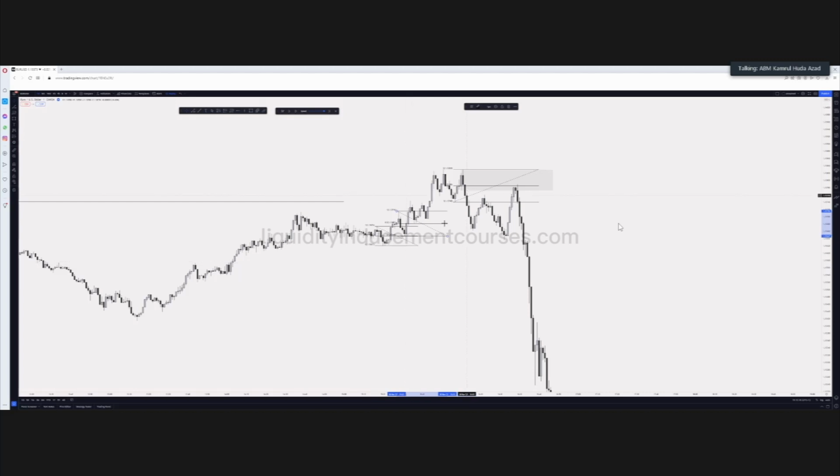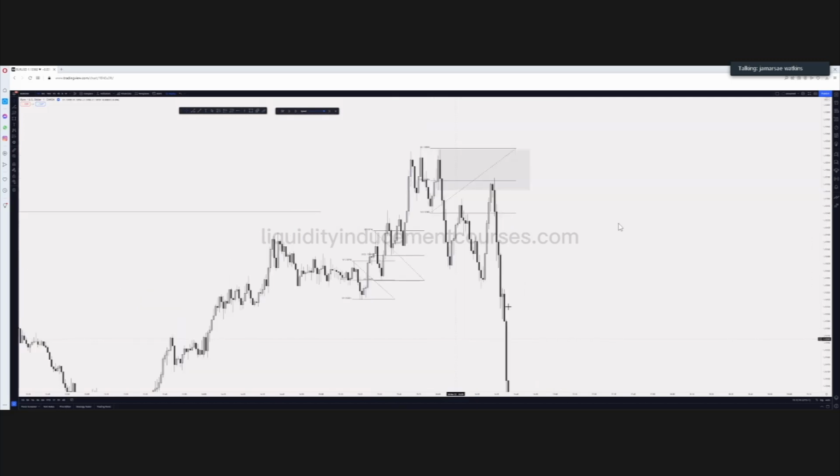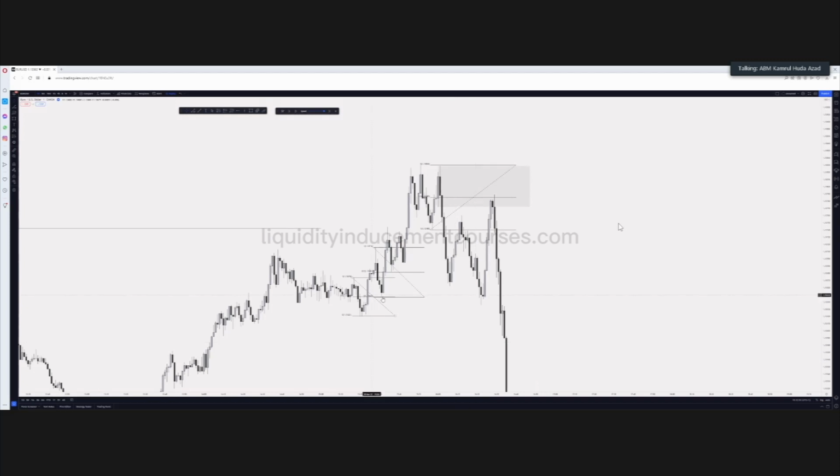Now, if you look at this closely, did the price tap equilibrium? No, right? Let me zoom out. Just watch. The price tap equilibrium, yes or no? Yes. Good.